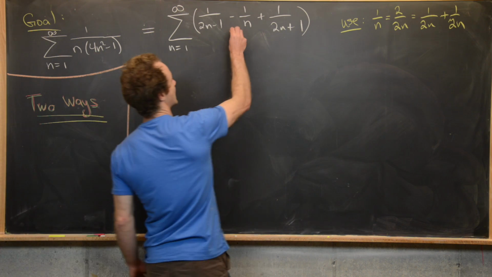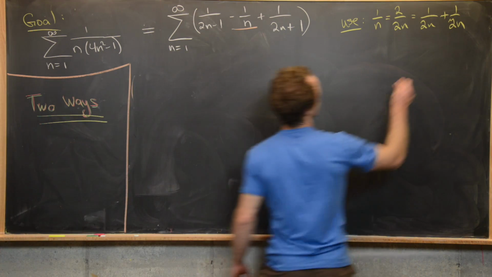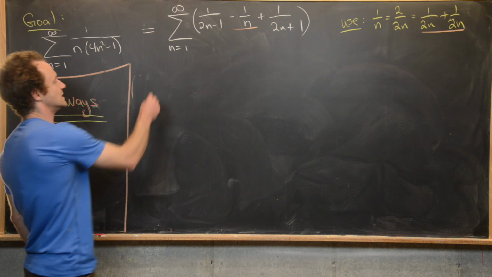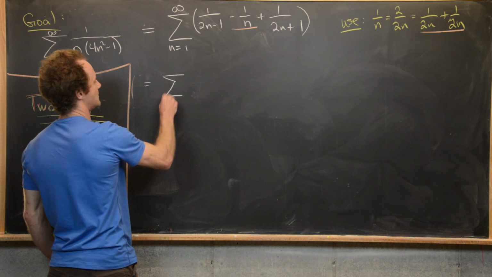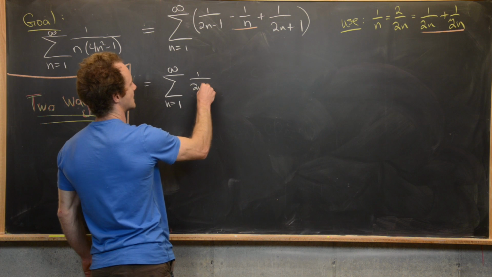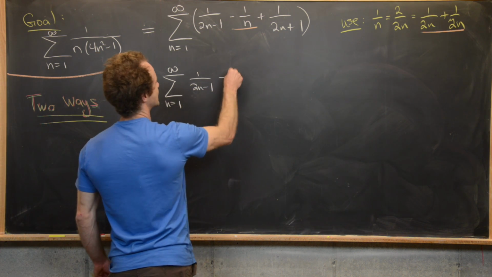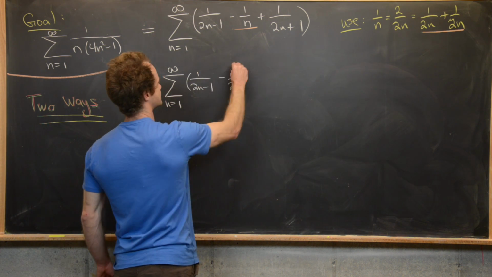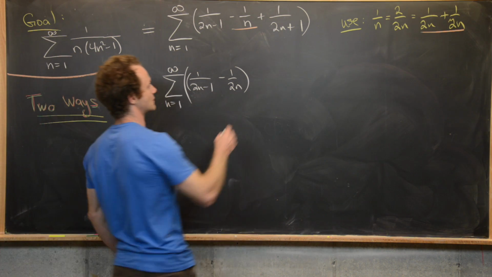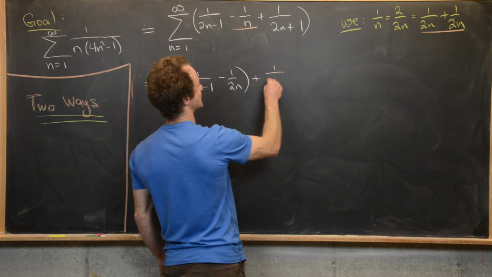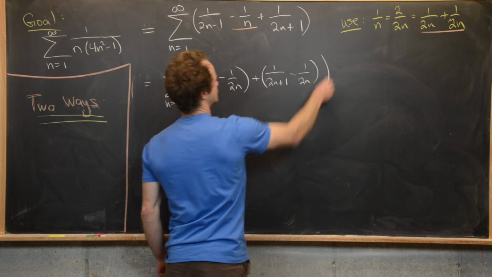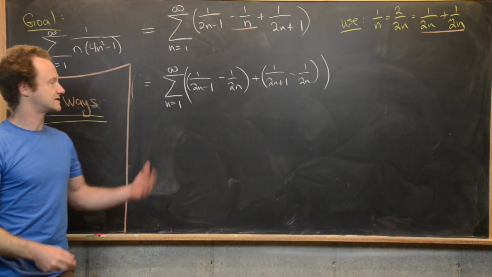So just to reiterate, I am replacing this 1 over n with this sum, 1 over 2n plus 1 over 2n. So that is going to give me the sum, as n goes from 1 to infinity, of 1 over 2n minus 1 minus 1 over 2n. So that's like the first term. And then to keep it looking symmetric, I'm going to write this as 1 over 2n plus 1 minus 1 over 2n. So I've just rearranged what's being summed here.